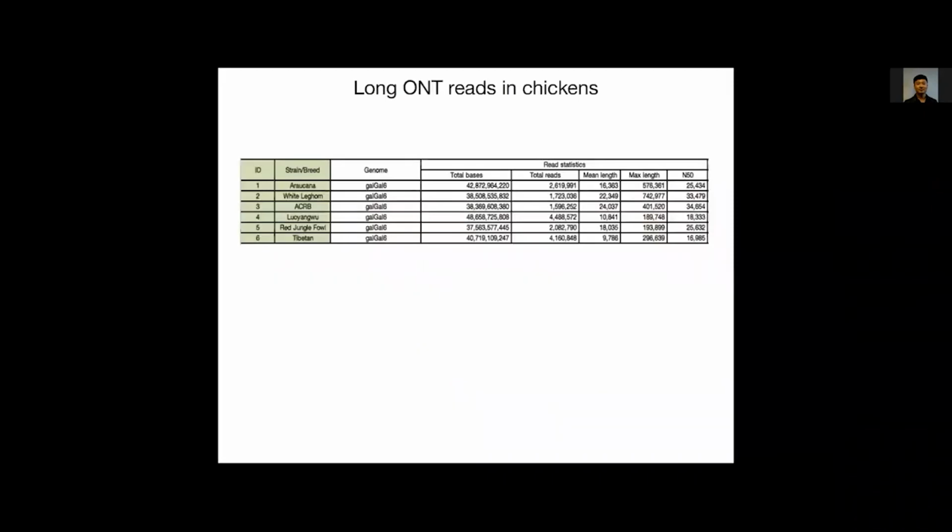We used these long Oxford Nanopore reads to sequence the six chickens, one from each breed. We can get a mean read length of over 10 kb, and the maximum length you can see almost reaches 500,000.